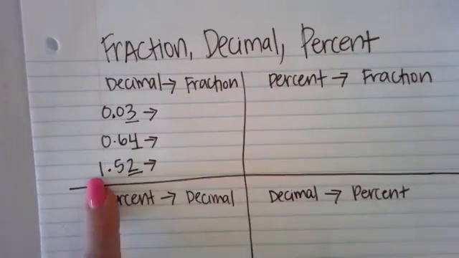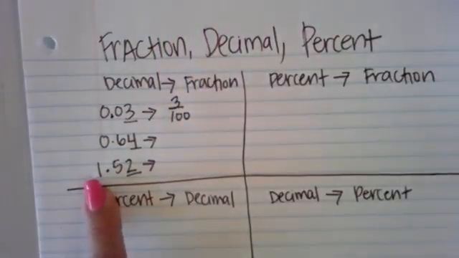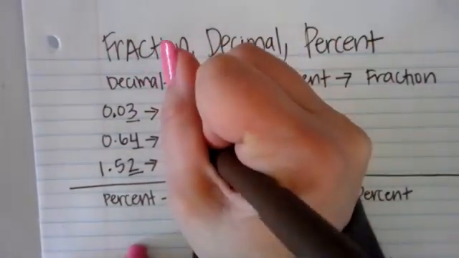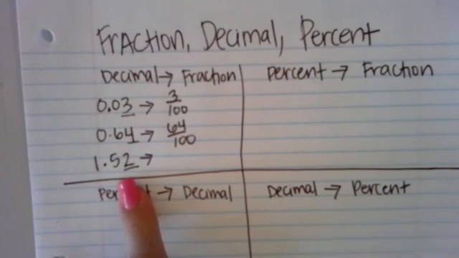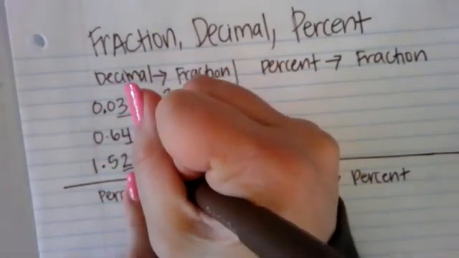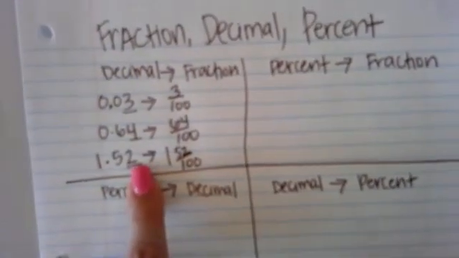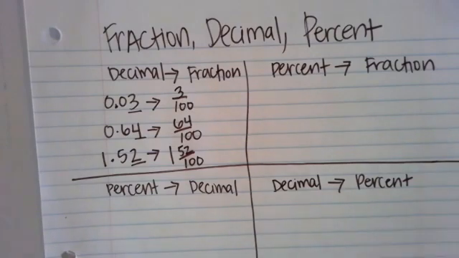So 3 hundredths is just written like this, 3 over 100. That's how we would say that fraction. 64 hundredths, 64 over 100. This is 1.52, so this is 1 and 52 hundredths. Essentially, we are making a mixed number, okay? And once I have the fractions set up, the last thing I'm going to check, just like with all fractions, is if I can simplify any of these fractions.